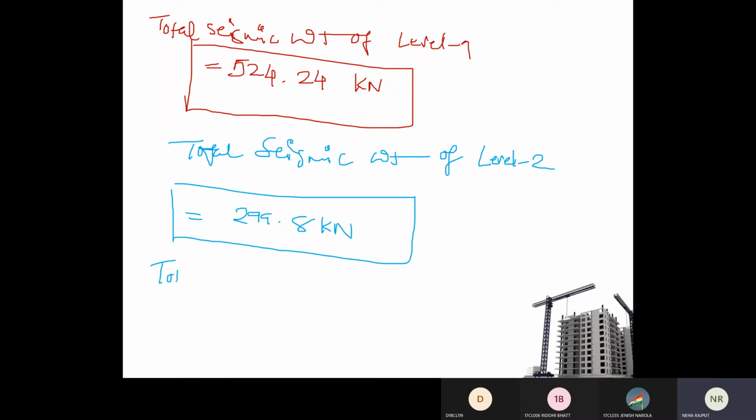Now you can find total seismic weight of building. Addition of this 524 plus 299.